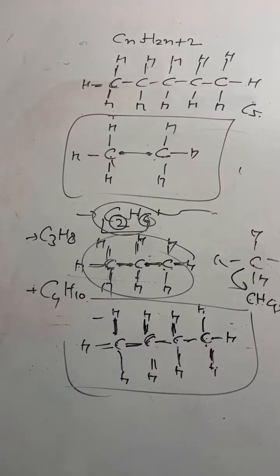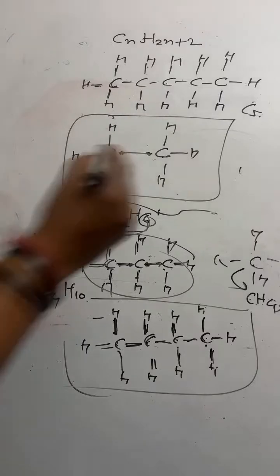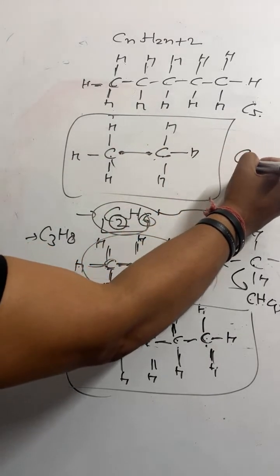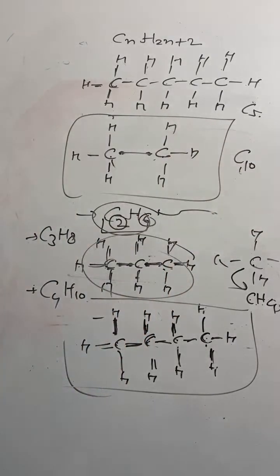Now you are free. Now you can make any biggest element also. Suppose I say, what will happen if carbon is 10? If I take C10, then how many hydrogen will come? Do you know how many hydrogen will come? If I take n equals 10, then what will come?